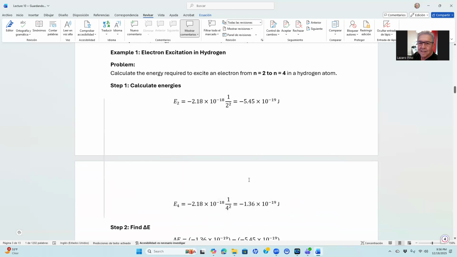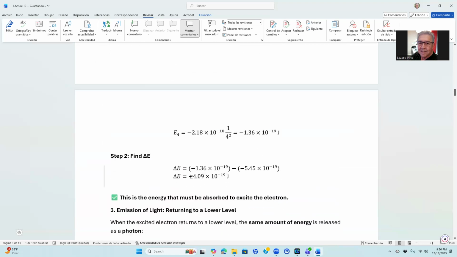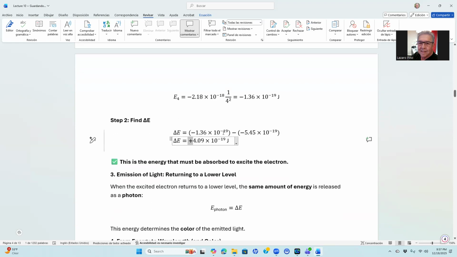Then you have the difference of energy, delta E. The energy is this energy minus this energy. Then the energy that is absorbed, and that's why it is positive, is 4.09 times 10 to the negative 19th joule. This energy that must be absorbed to excite the electron is very, very important.